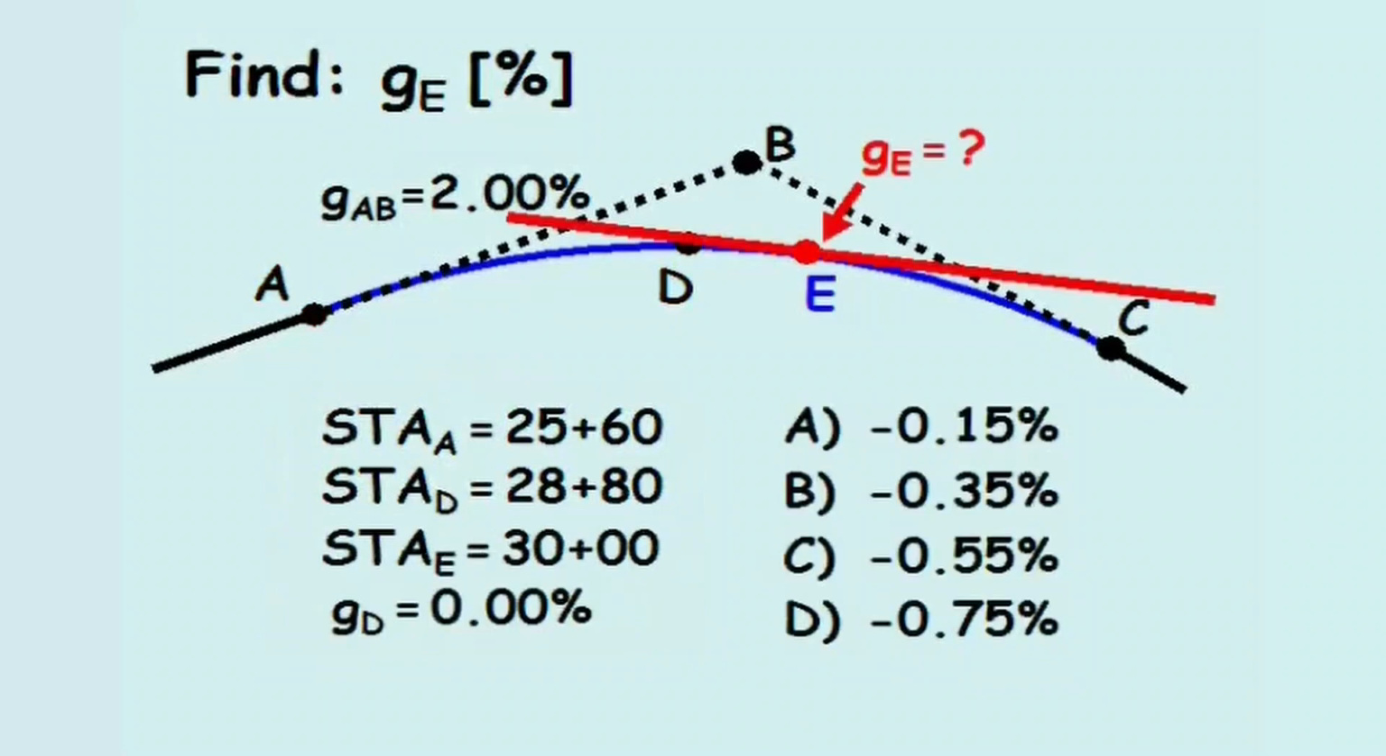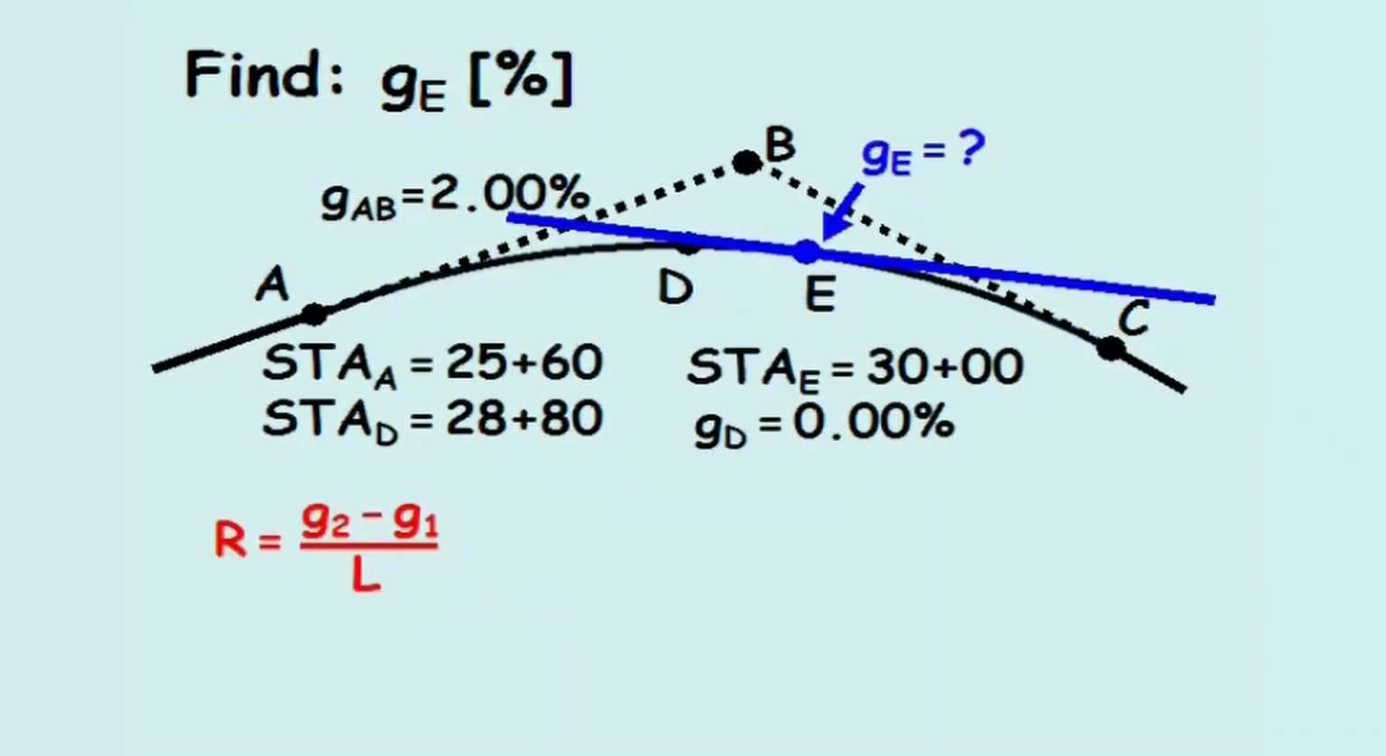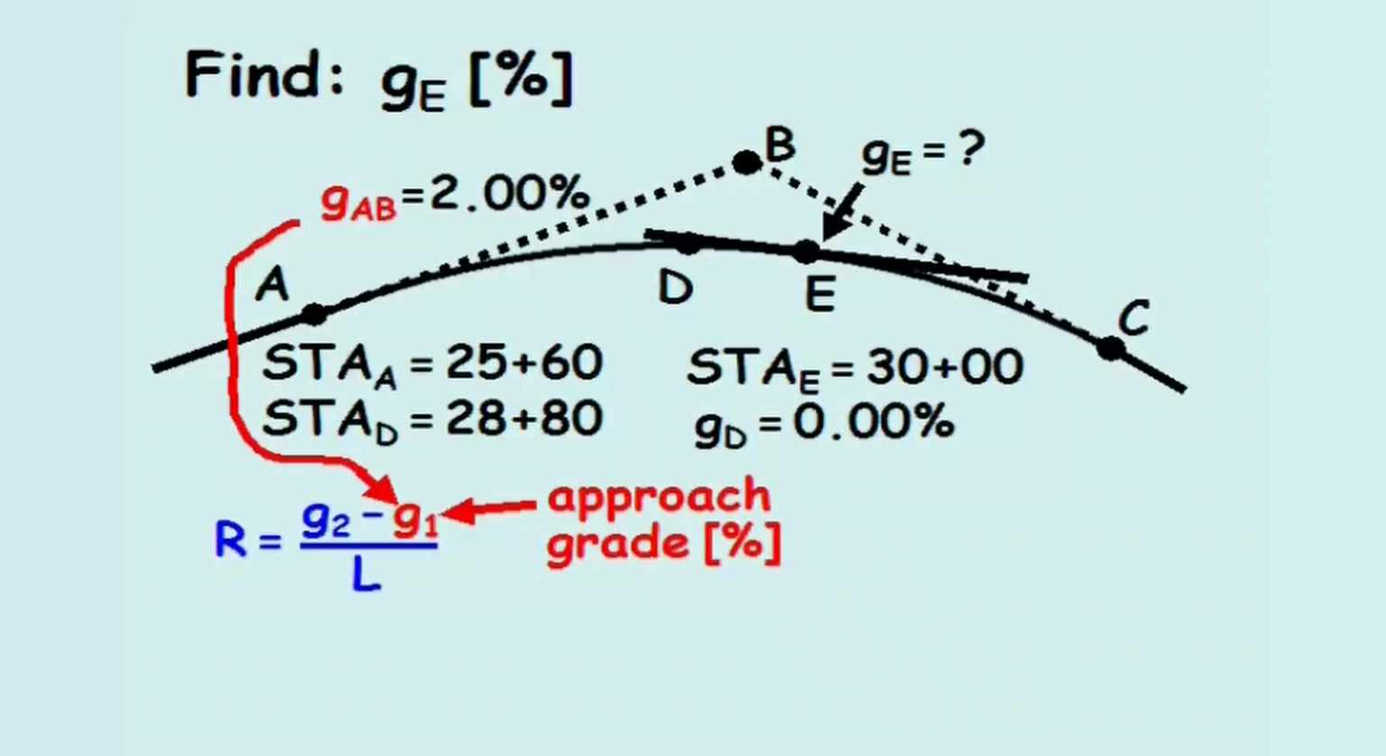To find the grade tangent to the curve at point E, we'll use the generic equation to find the rate change of slope, r, and redefine the variables for our specific problem. For example, variable g1 refers to the approach grade, which is the same as the grade of line segment AB. For this problem, we'll simply refer to this grade as GA, since it is the grade of the line tangent to the curve at point A.